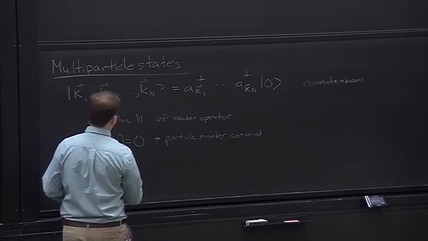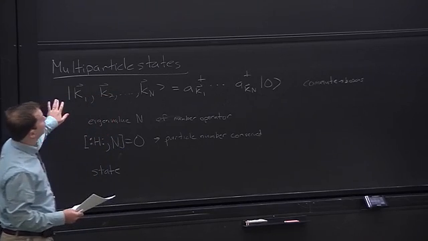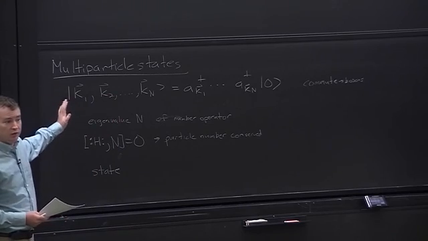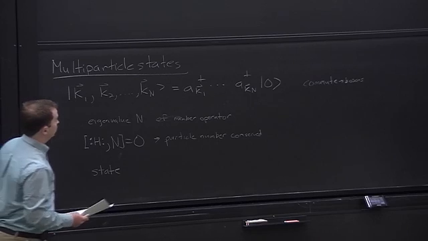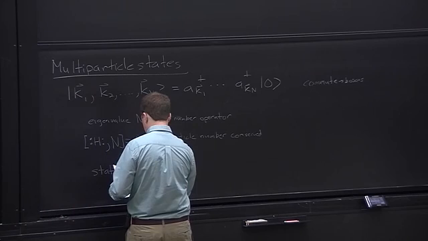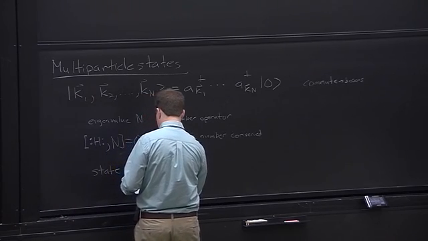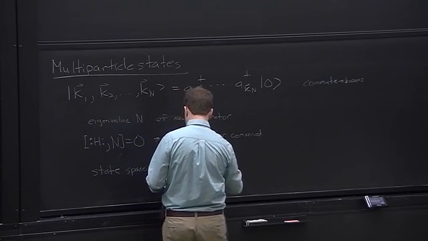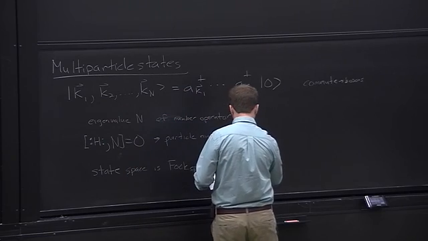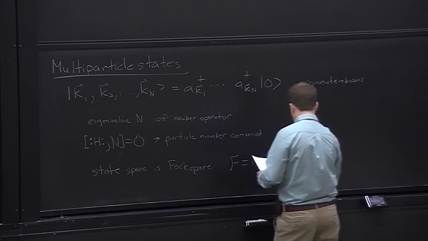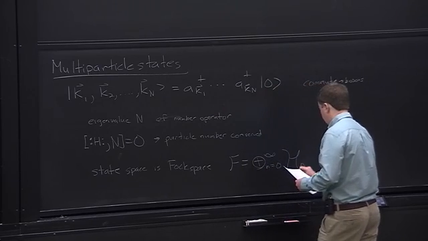And so these states and linear combinations of these states are the only states in this theory. And so our state space is what's known as a Fock space, which is just a direct sum of the n-particle Hilbert spaces.